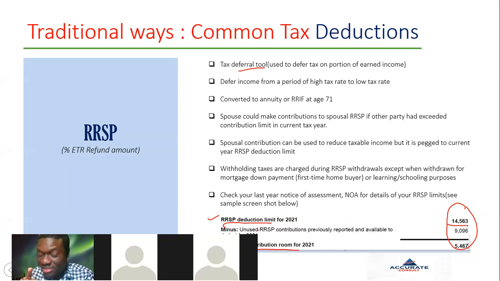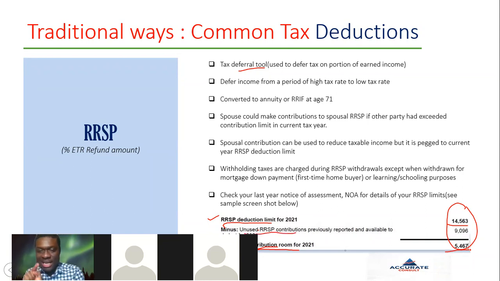But the amount the client is allowed to contribute is the contribution room, which is 5,467. So you should be able to differentiate between your deduction limits and your contribution limits. For most of us, our deduction limits and contribution limits will be the same. But this client's is different because the client has unused RSP contribution.